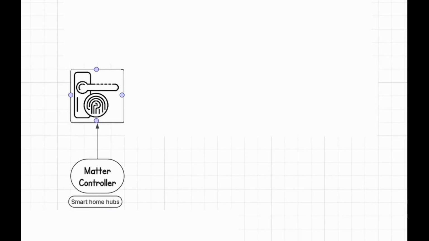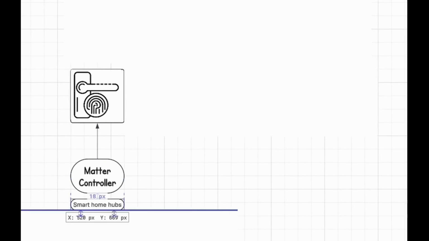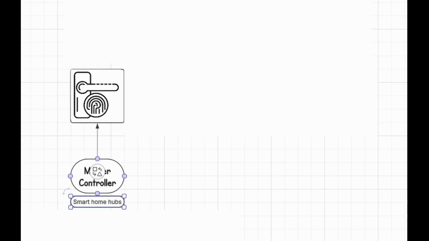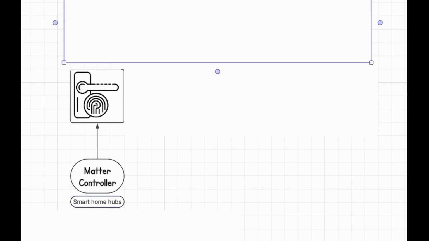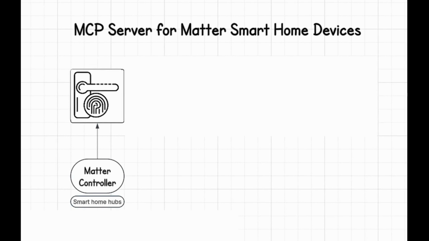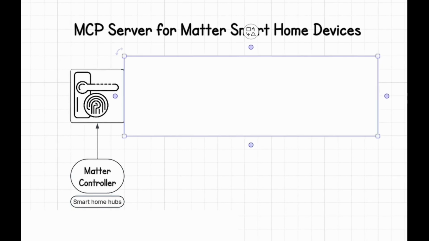So in the architecture, we're going to have a Matter device such as a smart lock. And these are normally controlled with a Matter controller such as a smart home hub. In this particular video series, we're going to do it slightly differently. We are going to use an MCP server to control our Matter smart home devices.